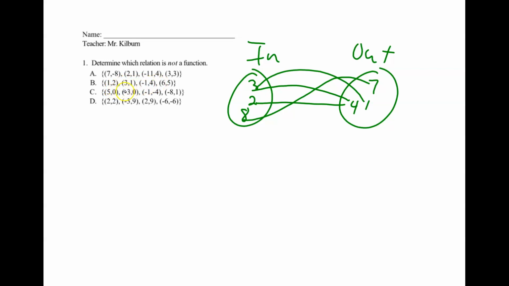Nope, and no. If you look at choice D, look right here. 2 goes to 2, but 2 also goes to 9. So that's not a function. So you should have had choice D for number 1.